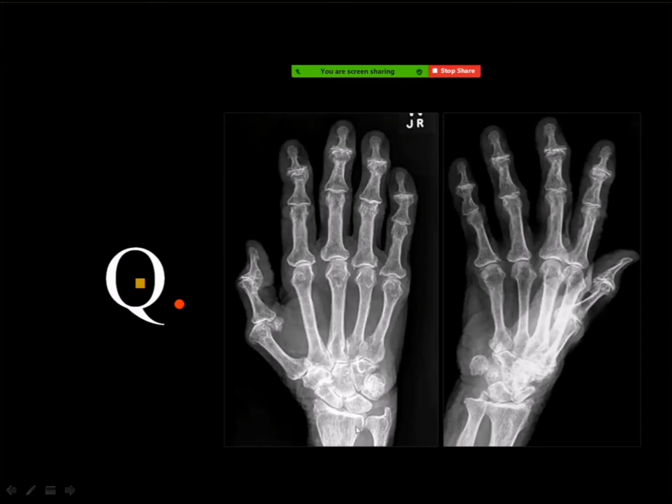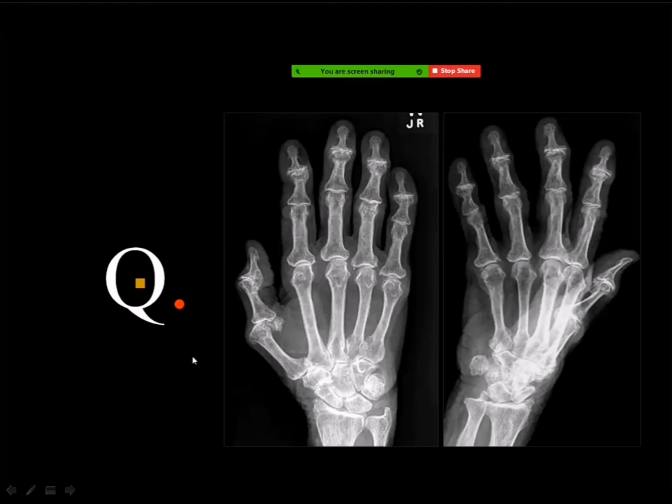Sarcoidosis. Sjogren. Okay, you got SLE. That for scleroderma, you got erosions of the phalangeal tufts and sometimes soft tissue calcification. For psoriasis, you got the penicillin cup appearance of the distal interphalangeal joint.